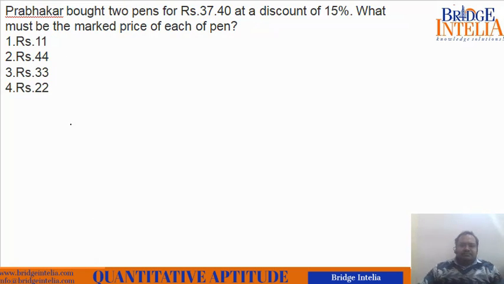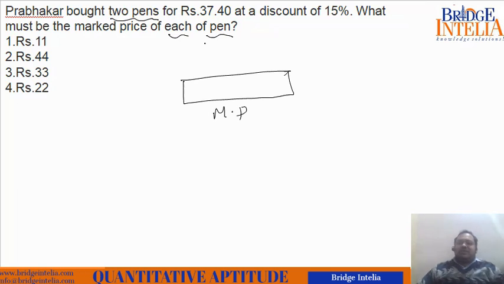Let's move to next one. Prabhakar bought 2 pens for rupees 37.40 at a discount of 15%. What must be the marked price of each pen? So he has bought 2 pens. So let's solve it using 2 pens only.